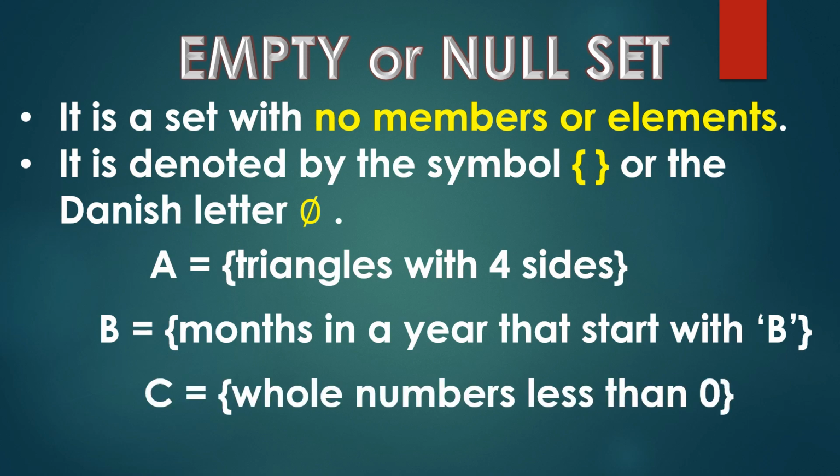C is the set of whole numbers less than 0. Is this an empty set? Yes, because there are no whole numbers less than 0. The only numbers that are less than 0 are negative numbers. Negative numbers are not whole numbers.